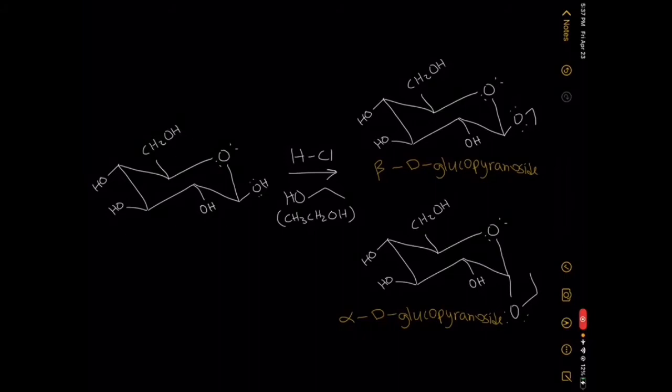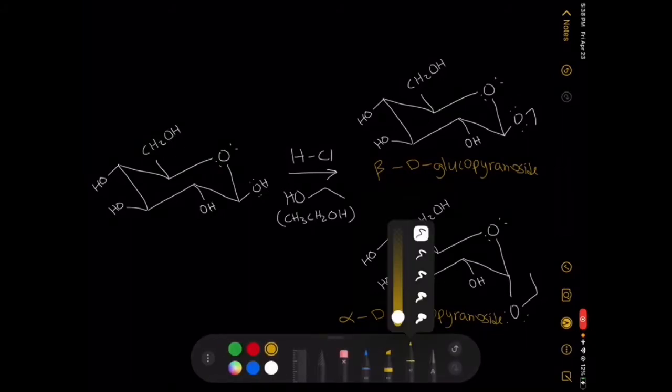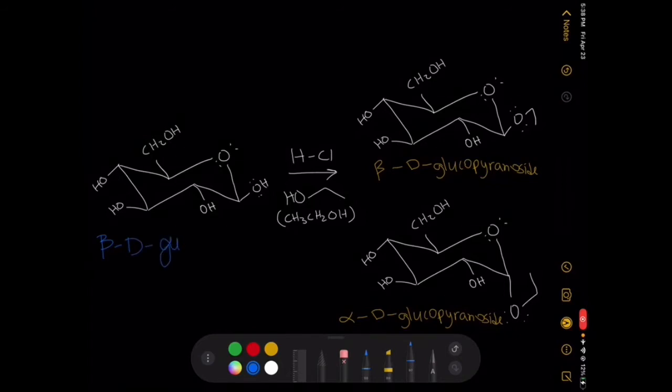So here I have the reactant, the reagents and the products. And as you can see, here I have beta D glucose, and we're gonna treat it with hydrochloric acid and an alcohol. As you can see, the products are gonna be both. It's gonna be beta D glucopyranoside and alpha D glucopyranoside as well.